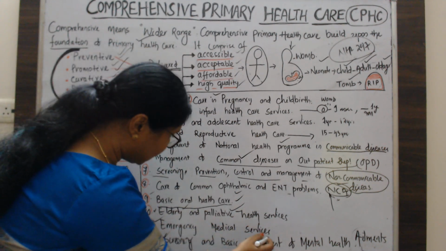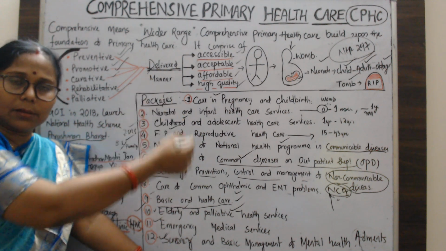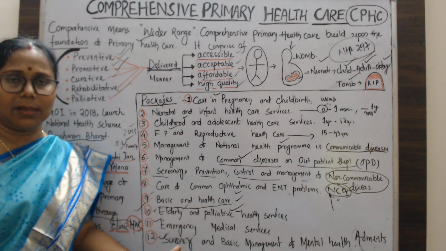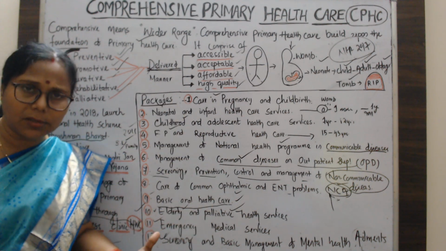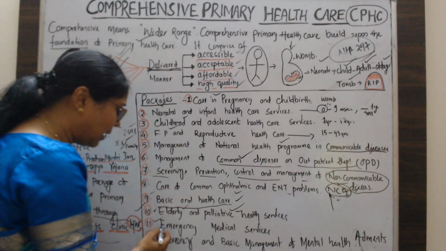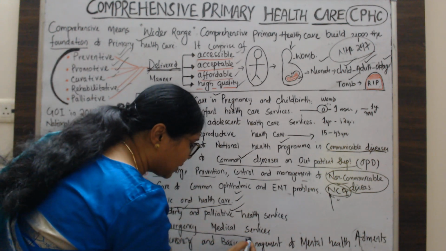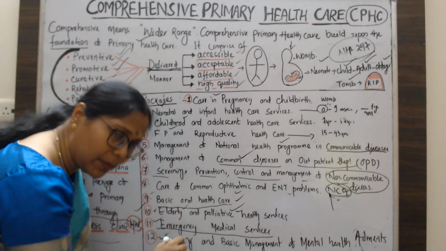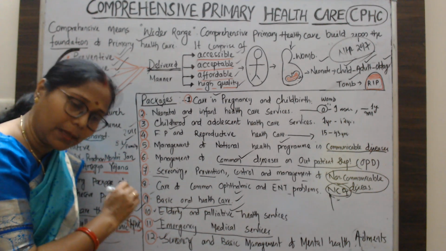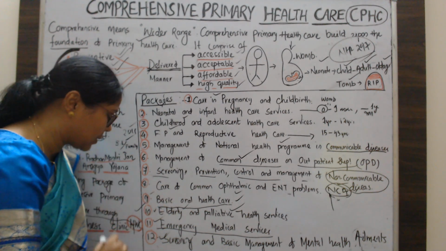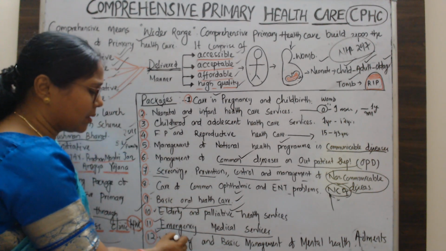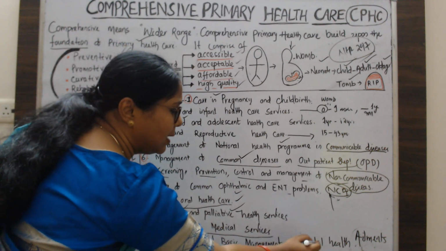Eleventh, emergency and medical services. After all these disease conditions, if any emergency cases, accident, or injury occur, they are also well managed and provided through this comprehensive primary health care. Then the 12th one is the screening and basic management of mental health illness.